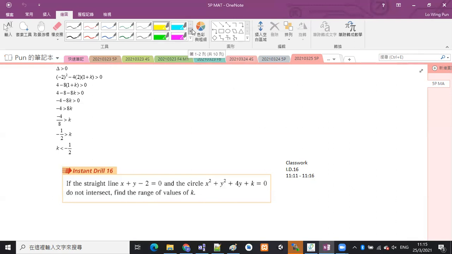What is the keyword? Do not intersect. Yes, very good. It means that the number of intersection points should be equal to what? How many intersection points if they do not intersect?